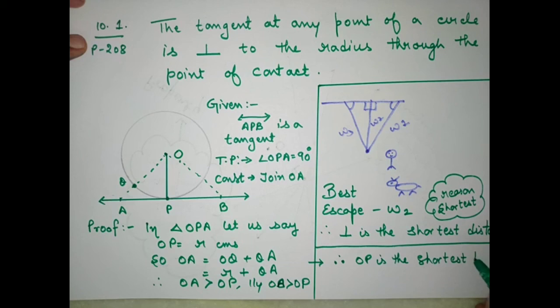And we know that the shortest distance has to be the perpendicular distance. So our angle OPA has to be 90 degrees. Hence it is proved.